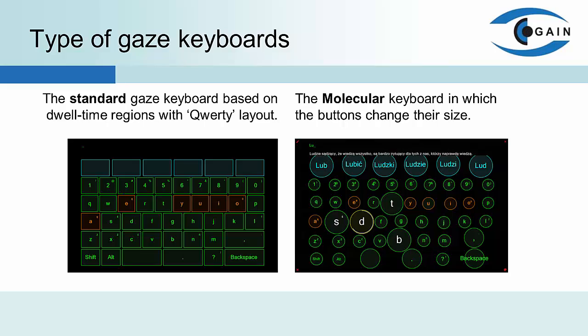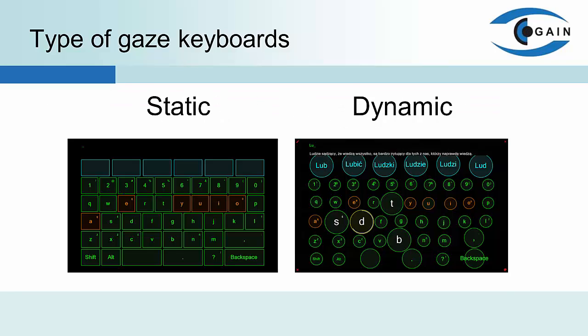On this slide, you can see two types of gaze keyboards. On the left side, you can see the standard gaze keyboard based on dwell time regions with QWERTY layout. On the right side, you can see the molecular keyboard in which the buttons change their size. So, keyboard on the right side is a dynamic keyboard. Keyboard on the left side is a static keyboard.